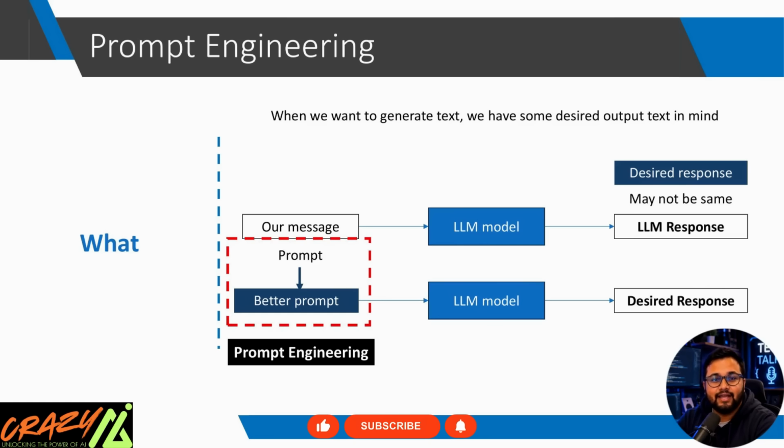But when we provide a clear, detailed, and well structured prompt, the AI can generate much more accurate and useful results. The process of designing better prompts to obtain better AI responses is known as prompt engineering. Throughout this course, you'll learn how to communicate effectively with AI and unlock its full potential. Let's begin with a simple example.